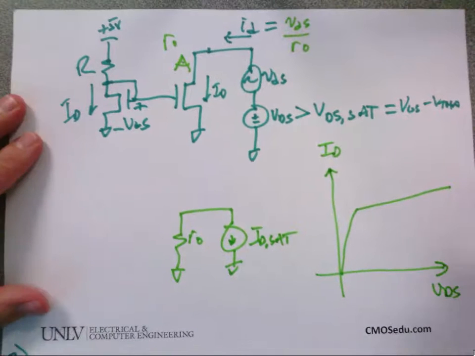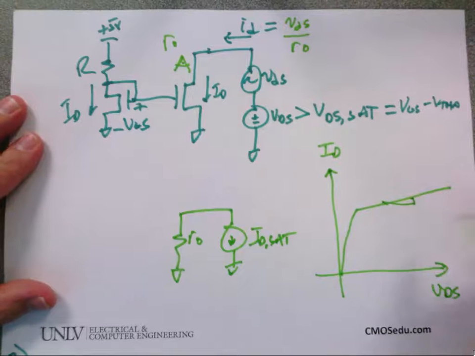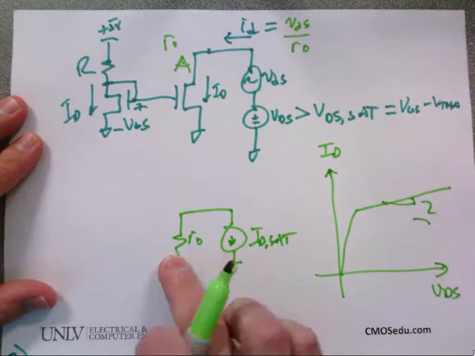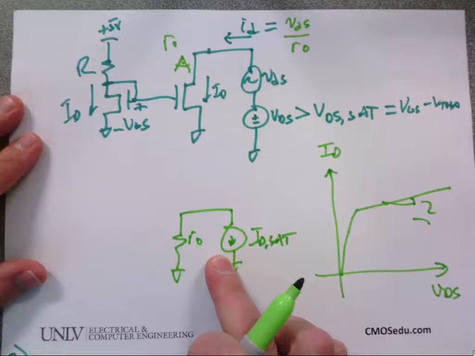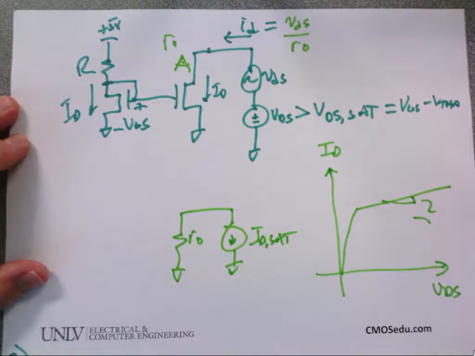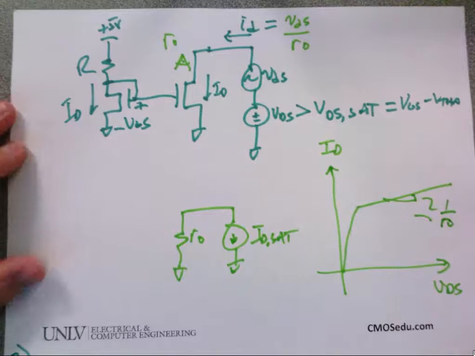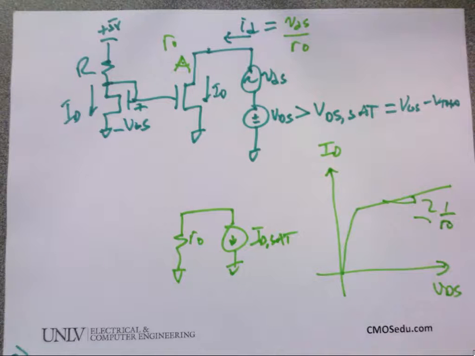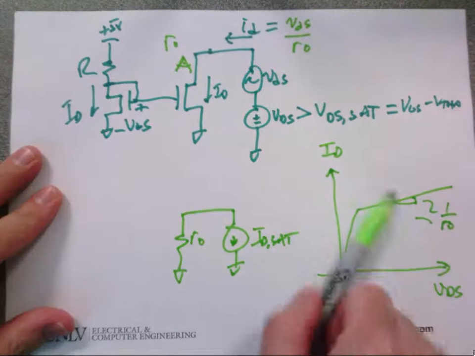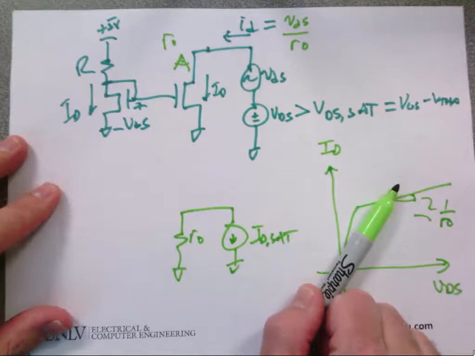right from the beginning of the semester, I know that if I have a curve like this, I can model it as a resistor in parallel with a current source where the slope is 1 over R out. Slopes in here correspond to resistors where the resistor's value is 1 over the slope.